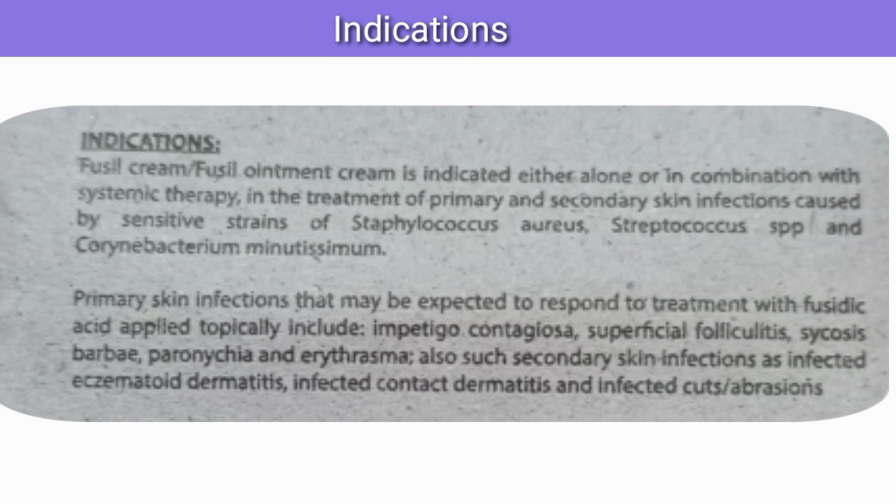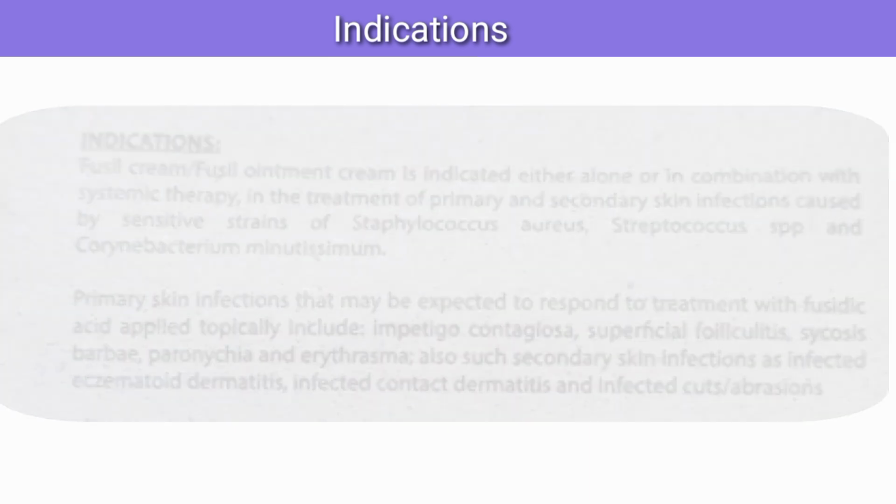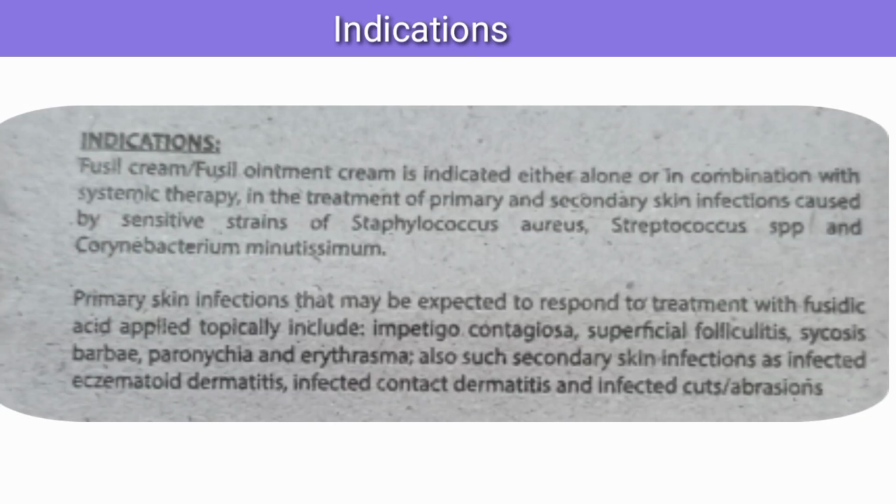Primary skin infections that may be expected to respond to treatment with fusidic acid applied topically include impetigo contagiosa, superficial folliculitis, sycosis barbae, paronychia, and erythrasma. Also, such secondary infections as infected eczematoid dermatitis, infected contact dermatitis, and infected cuts and abrasions.